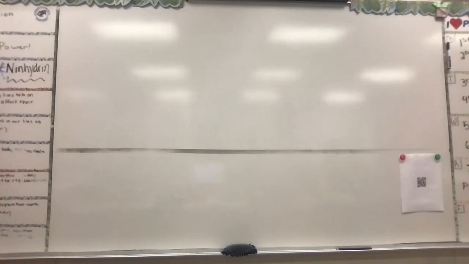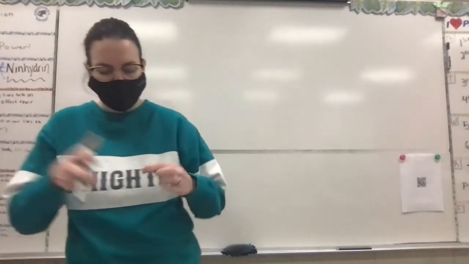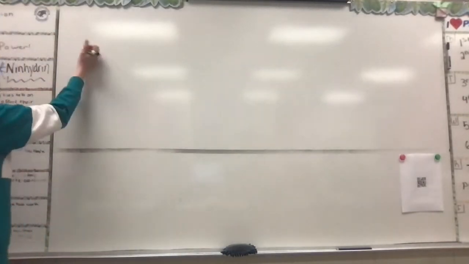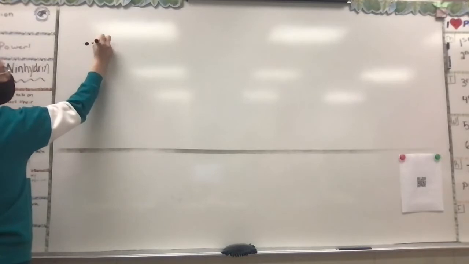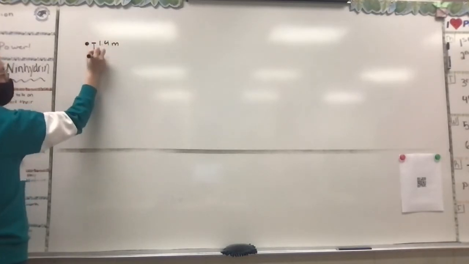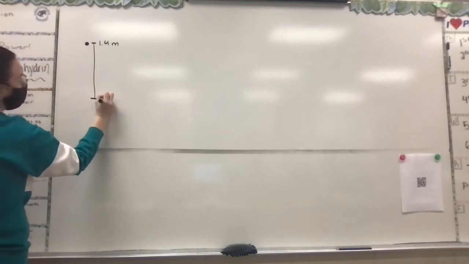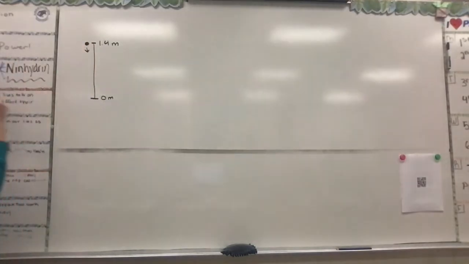So number 7 says we have a 15-gram marble that's dropped from rest onto the floor 1.4 meters below. So it's like the marble is starting up here at 1.4 meters and it's dropping down to 0 meters. Okay?